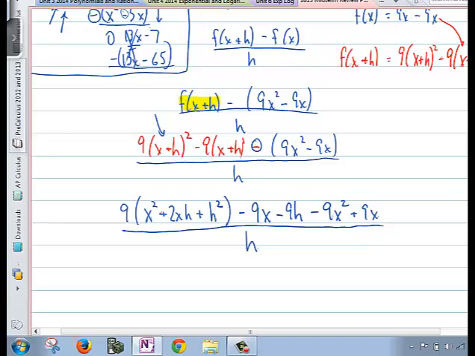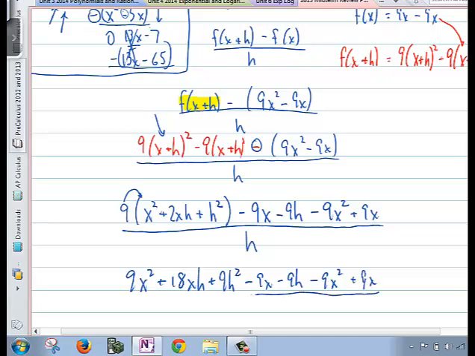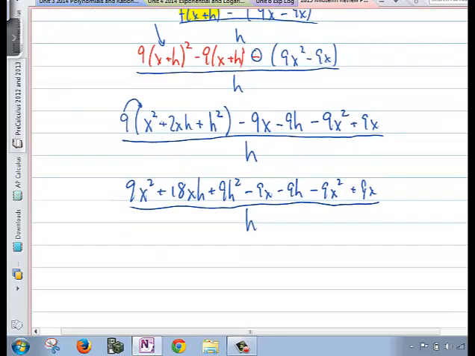That's all taken over h. And my last bit of work is to multiply the 9, distribute the 9 through the three terms here. So I have 9x squared plus 18xh plus 9h squared minus 9x minus 9h, minus 9x squared plus 9x, all over h. Now everything should cancel out.